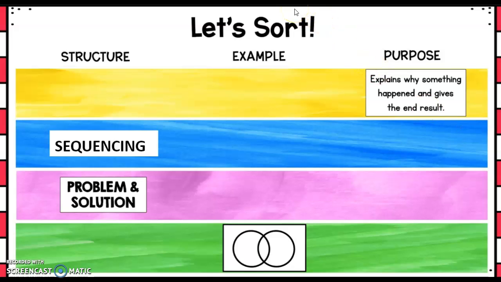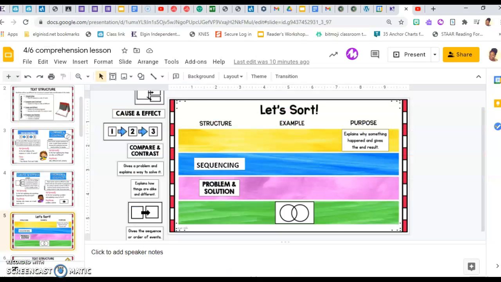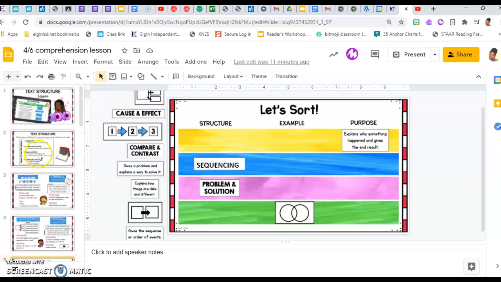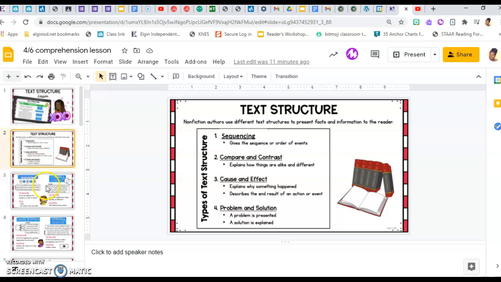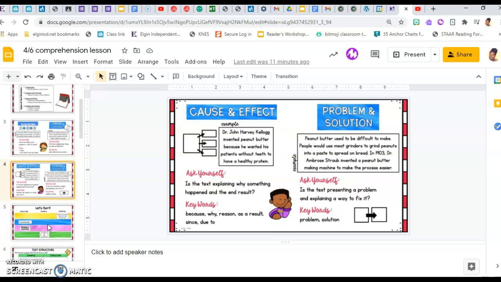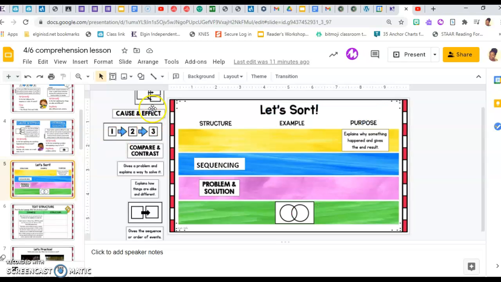So on this slide, you are going to sort over here on the side, you have the images that go with each text structure. You have the text structures and its purpose. So if you need to, you would go back to this slide right here, or each of these slides here to help you do so. So you're going to pull over. Of course, we know that the four text structures we're talking about are cause and effect, so you would pull that over, sequencing, problem and solution, and then you will pull over the last text structure.